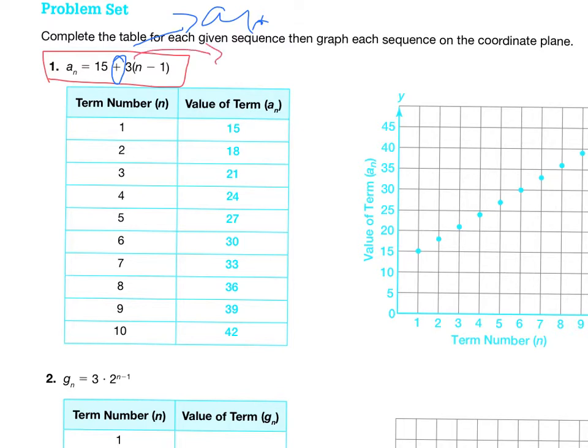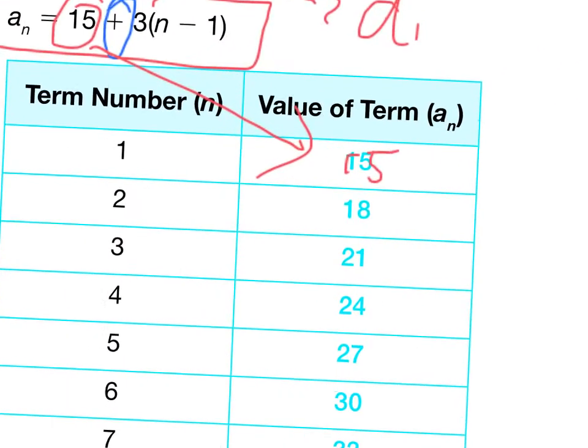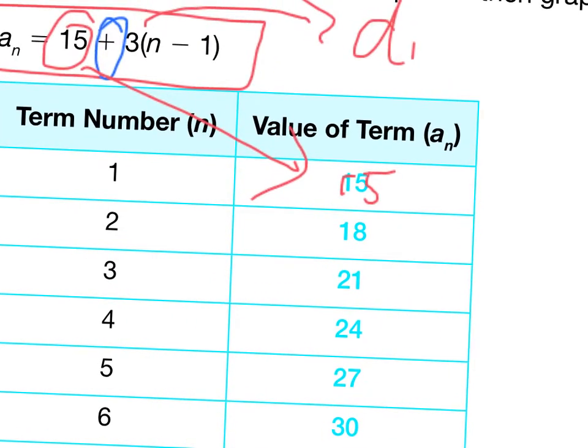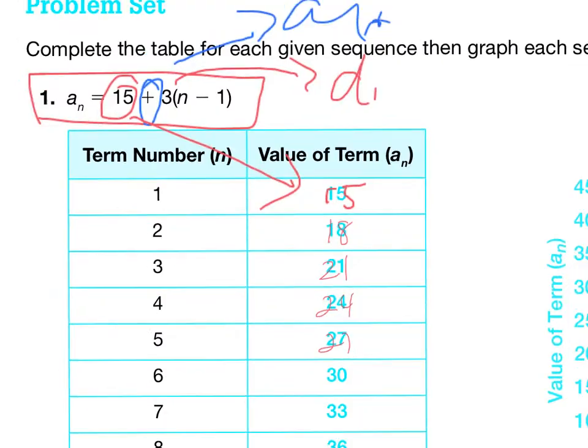Let's put AR for arithmetic, and the 3 here represented our common difference, D for difference. How much is it increasing by? And then the first term was 15. So you're going to start at 15 and then go up from there by 3. They did this for you, up to 27, and so on and so on.